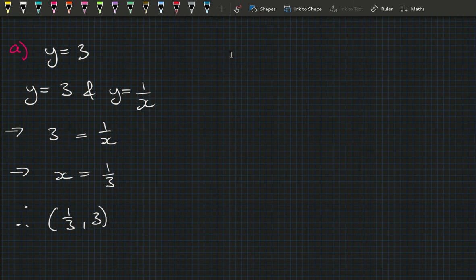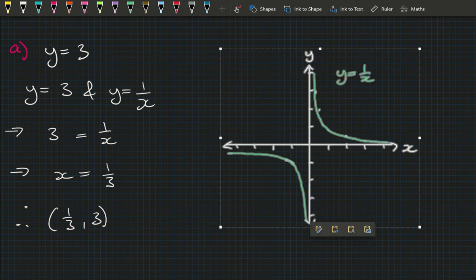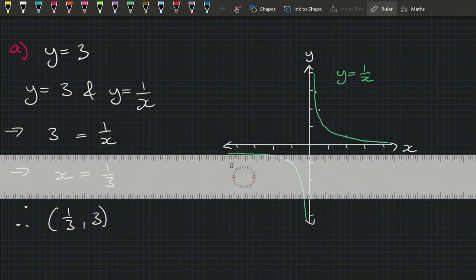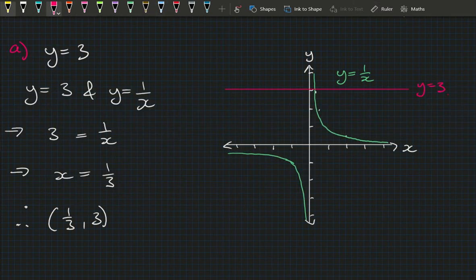So let me paste in the graph of y equals 1 on x. And I'm going to draw y equals 3. So this must be the coordinate here, 1/3 and 3. Having done all that, I still think you should have been able to figure that out immediately. Okay, so we're just going to look for the value where y equals 3, and you know that's going to be the inverse, which is 1/3.